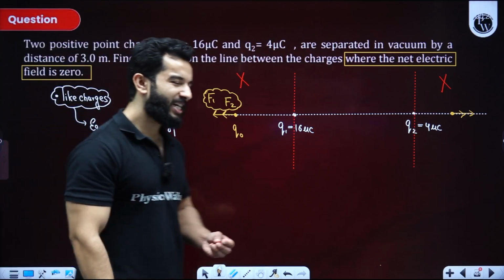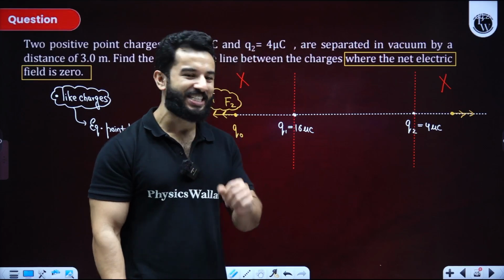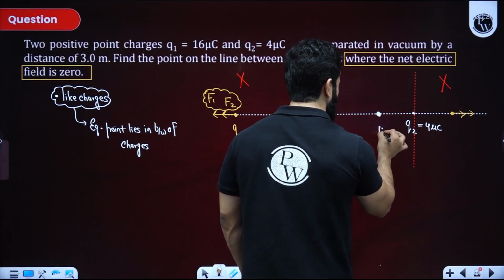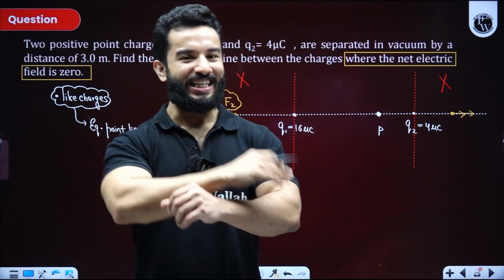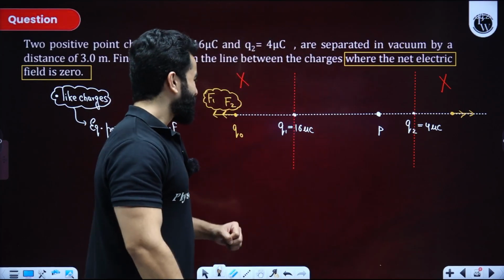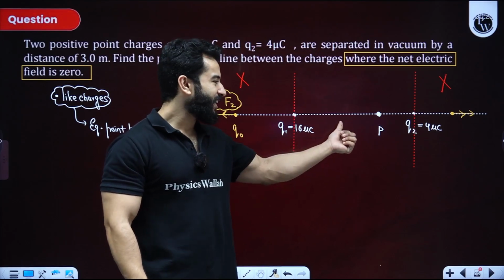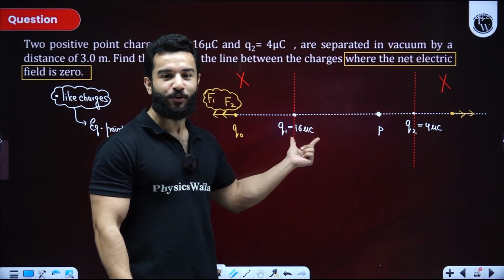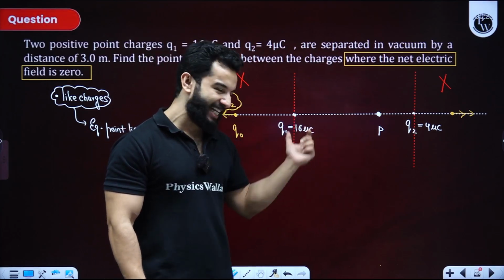But can we also say that it will lie between, it will be nearer to which charge? Yes, it will be nearer to the 4 microcoulomb charge, somewhere over here. Why is that, sir? Because of inequality. See, this charge is of greater magnitude. If we keep it at the middle, this has greater magnitude, so it will apply a greater force if you keep them at an equidistant point.